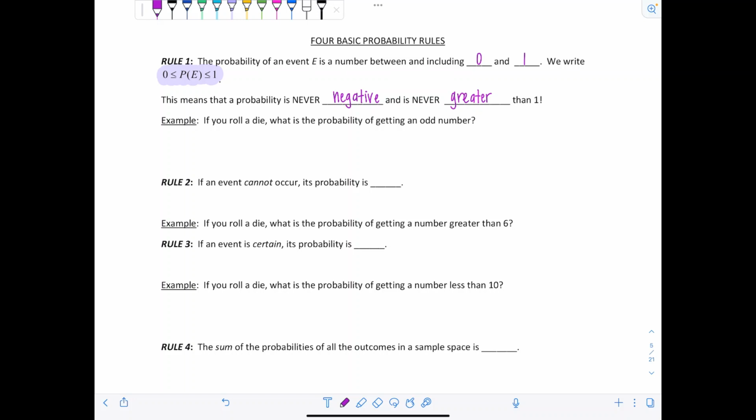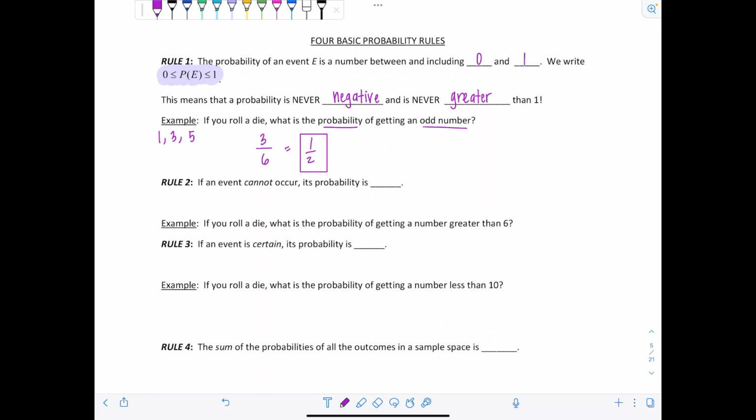All right. Example, if you roll a die, what is the probability of getting an odd number? So how many odd numbers could you roll? 1, 3, or 5. And we know that there's 6 outcomes, right, when you roll a die. So 3 are odd out of 6 total. So this is 1/2. And this is just to illustrate that this probability here, 1/2, is a number between 0 and 1. It's 0.5 as a decimal, if you like that better. And it's not negative, not greater than 1.